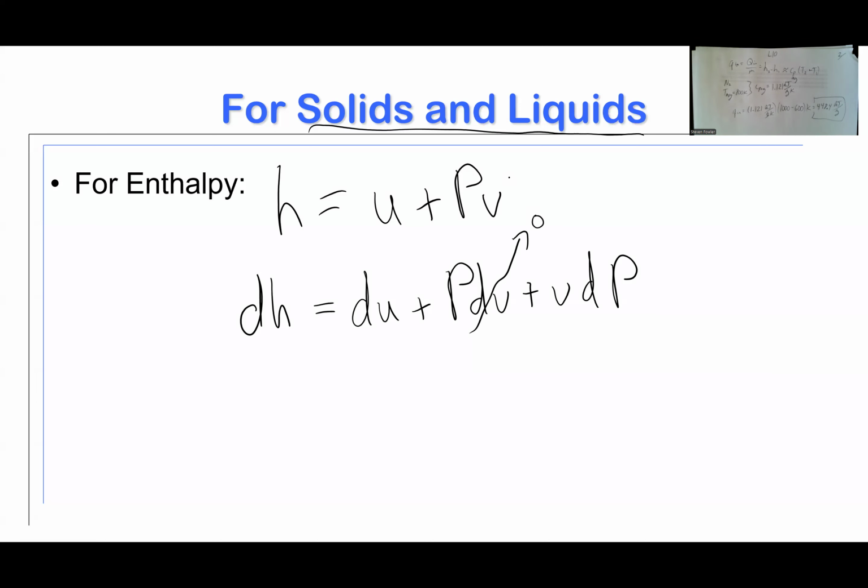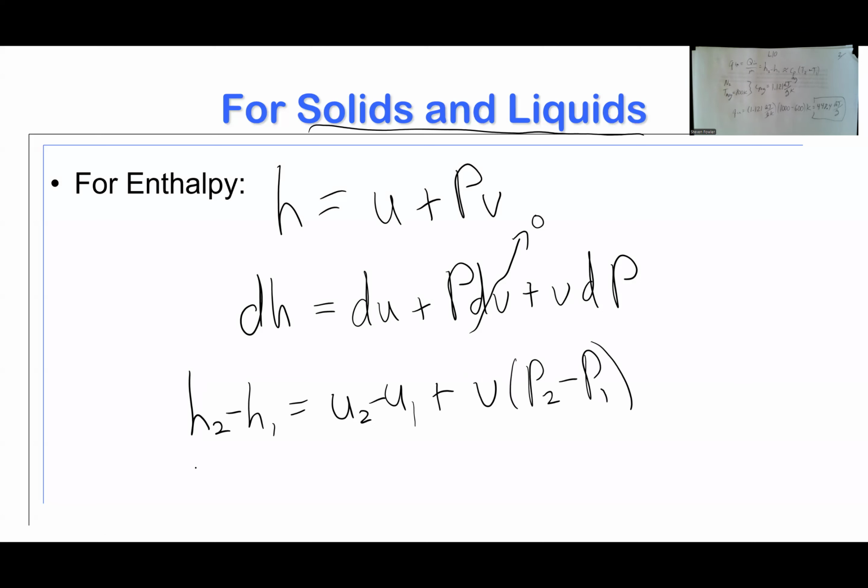So what I'm left with then is now I need to integrate. If I integrate both sides of this equation, where this guy goes to zero, well, I need to integrate dH from state 1 to 2. That becomes H2 minus H1. That's going to equal the integral of dU. Well, that becomes delta U. And then I need to integrate V dP. Well, V is essentially constant. So I'm integrating dP. Well, that just becomes delta P. So this becomes V times the change in pressure.